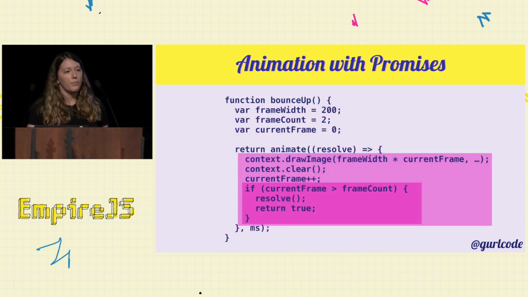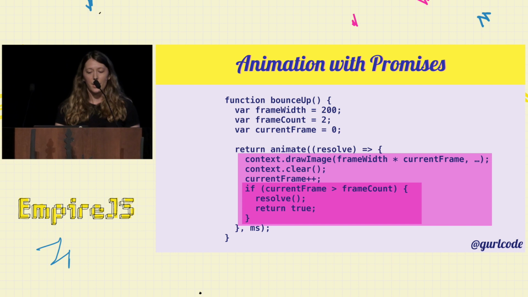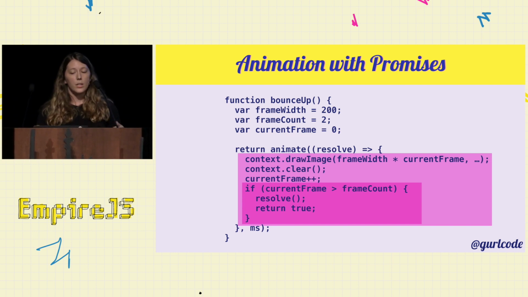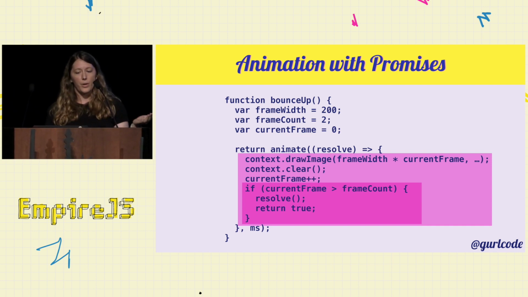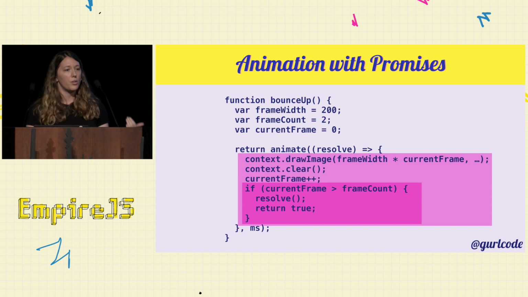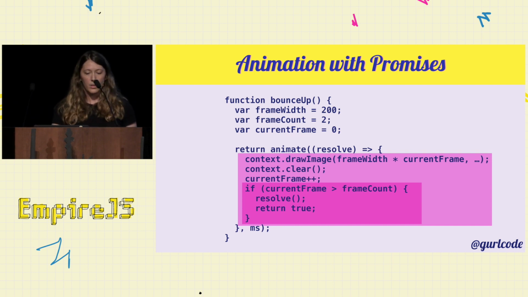Here, we use the animate function to create a bounce up animation. So we pass a function that draws the correct frame, clears the context, and increments the current frame. When the current frame is greater than the frame count, the promise resolves, and we return true, and this would stop the function from setting another loop in setTimeout.